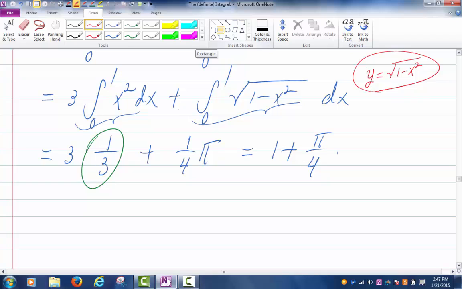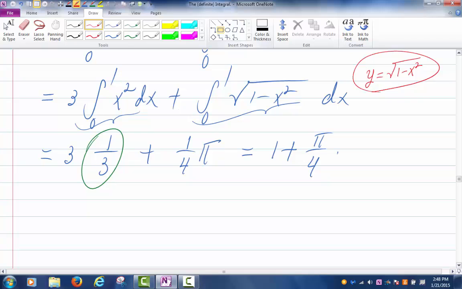Look at the upper half of the circle. But you are going from 0 to 1. X is going from 0 to 1. So you're actually looking at 1/4 of the circle. So what's the area below 1/4 of the circle? It's basically 1/4 of the area of the entire circle, right? The area of the entire circle is pi times r squared. R is 1, so pi divided by 4. That's the area below the graph of the integrand between 0 and 1.